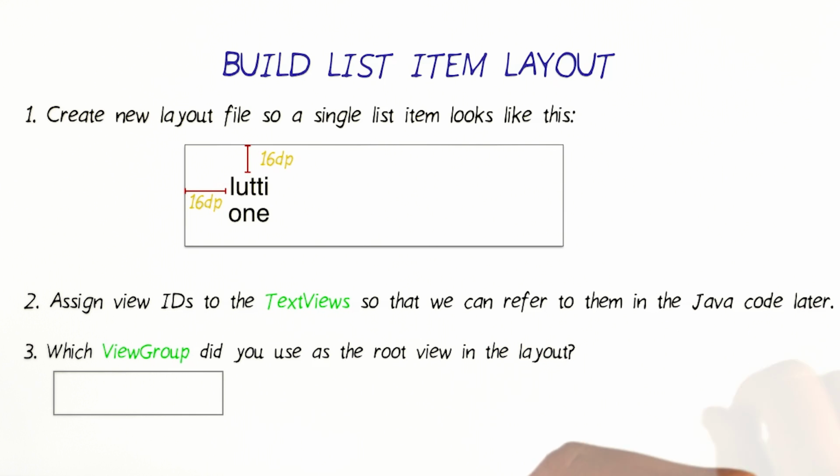Next, assign view IDs to the text views so that we can refer to them later in the Java code. And after you're done with this, I'd like you to answer this question. Which view group did you use as the root view in this layout?